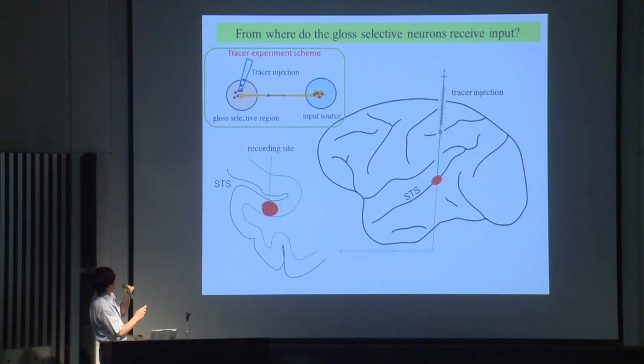So this is the target area, in this case, this region where we found gloss-selective neurons, and the retrograde tracer is injected into this target region by something like a microsyringe. And then the molecules of the retrograde tracer are taken up from the axon terminals of the neurons which send axons to this target region. And then the molecules are transported backward along the axon to the cell body, and accumulate in the cell body. So by visualizing cell bodies, we can know from where this target region receives input.